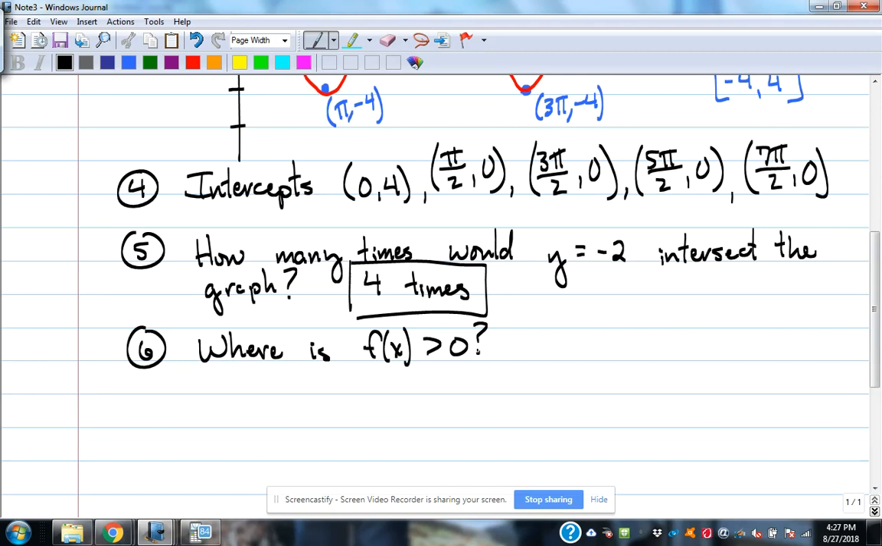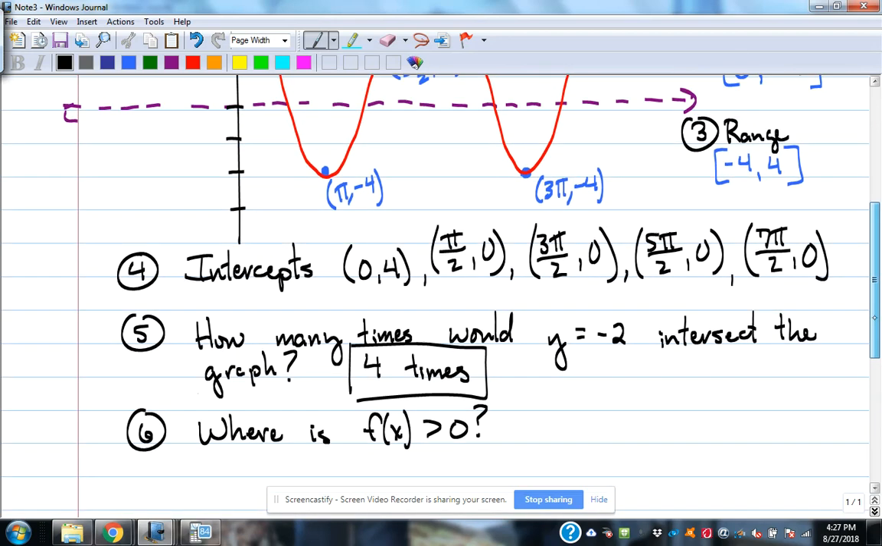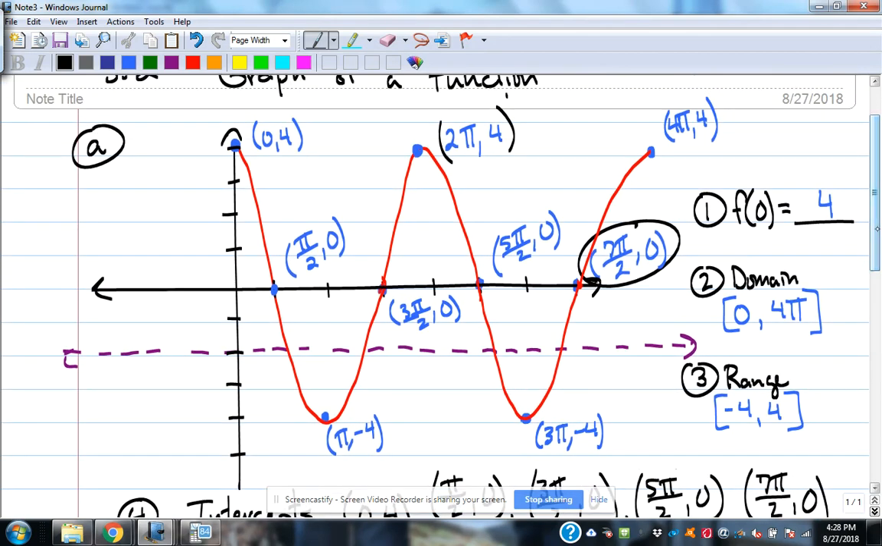All right, here's a tough one. And a couple of pretty easy ones there. This one's a little harder. It asks us where is the function, our graph. When I say f of x, I'm talking about the red line. Where is it greater than 0? Okay. What does f of x represent?